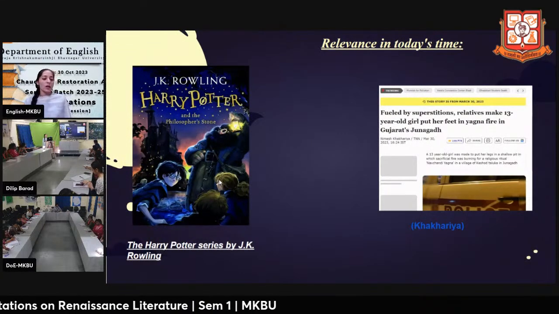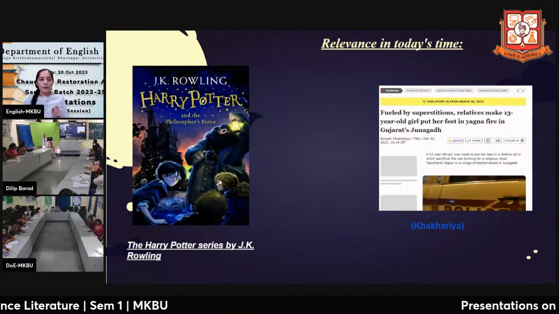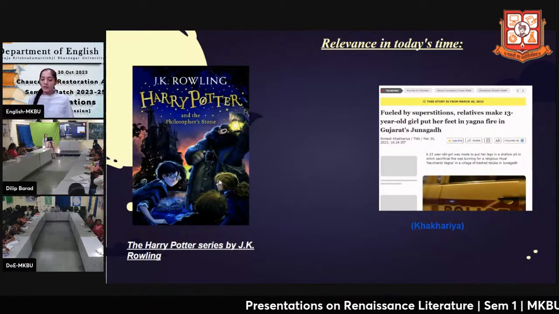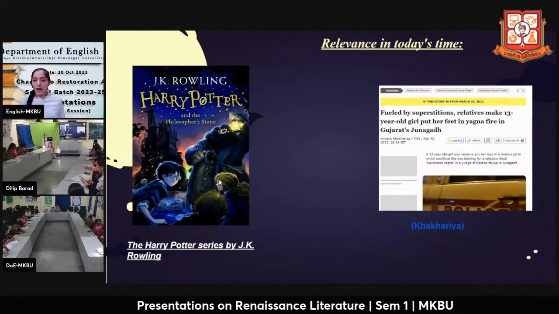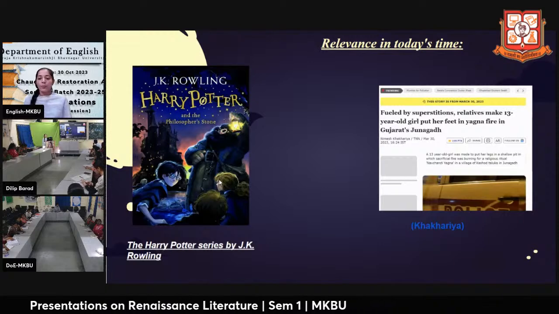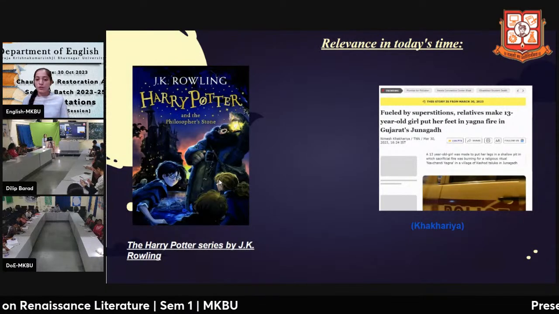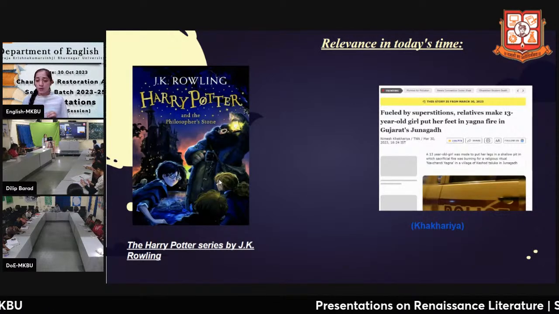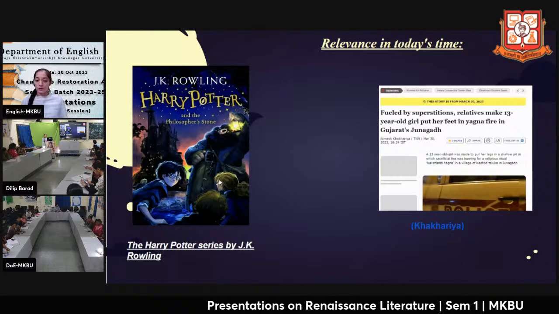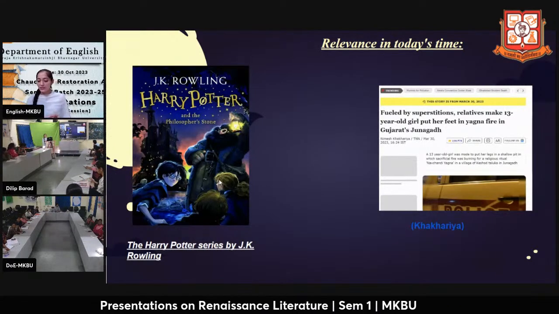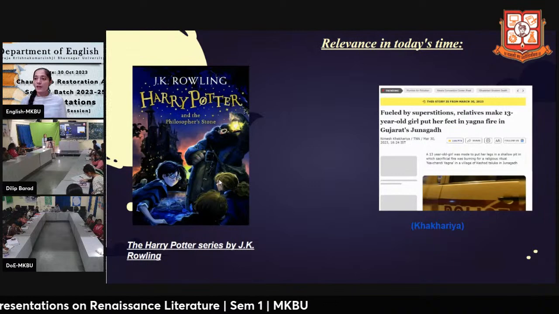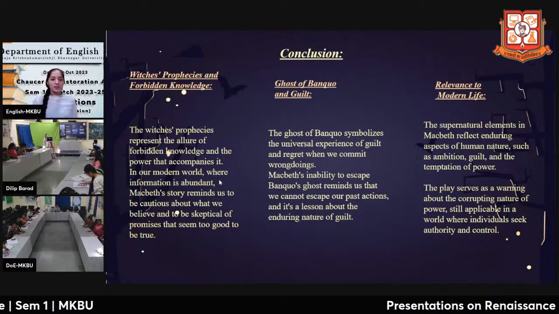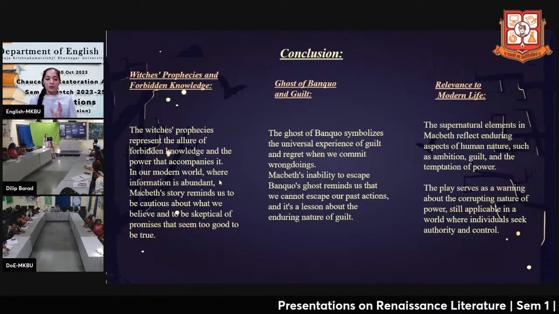We can find the Harry Potter series by J.K. Rowling also depicted these types of supernatural elements and beliefs. And this is an article's screenshot: in Junagadh, fooled by superstition, relatives made a 13-year-old girl put her faith in Yagna fire. By this, we can say that in today's time, people also believe in this type of superstition.